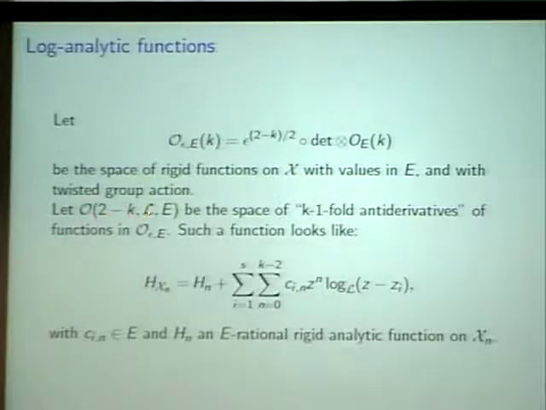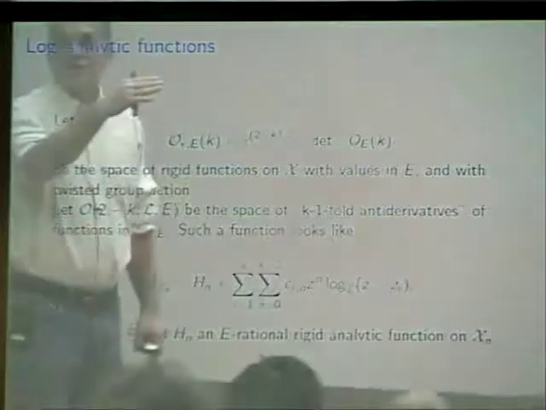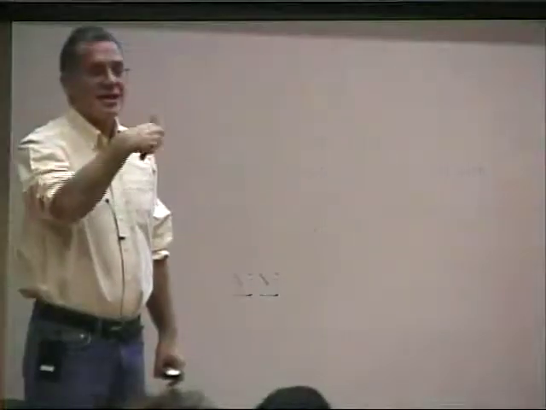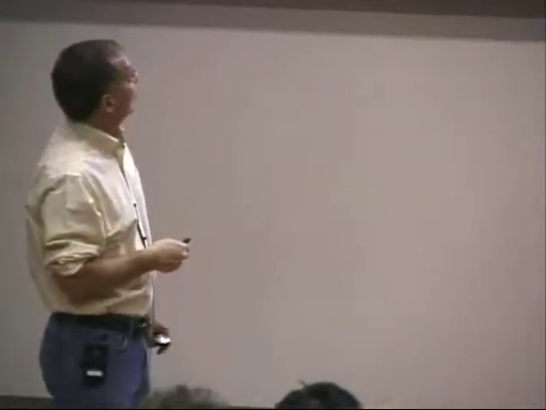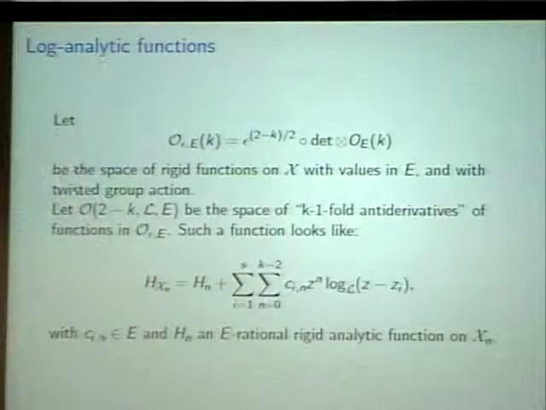And now what we do is we take elements of this space and we make a new space, O of 2 minus K. Oh, and what is E? E is some coefficient field. So the p-adic upper half plane itself might be defined over QP. E is some finite extension field of QP, and we just take E-valued functions on the p-adic upper half plane over QP. So that just lets us keep track of where the values of our function lie. So this space O of 2 minus K L E is the space that you get if you take rigid functions on the upper half plane and you integrate them formally, if you like, K minus 1 times.